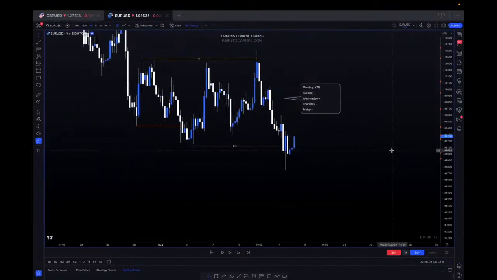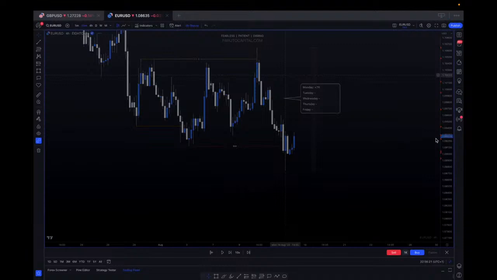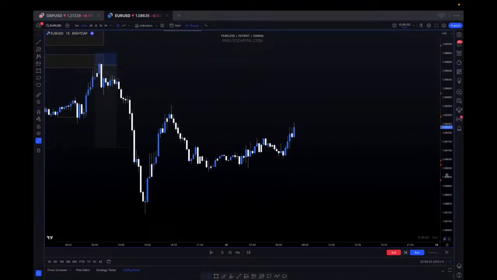You expect a pullback. So we have the low here, this is the low, and then we have the high that led to that low being taken out around that area. So we know that we expect a pullback, and as a pullback, we're interested in trading the next day. So let's see if we get that structure on the 15 minutes.